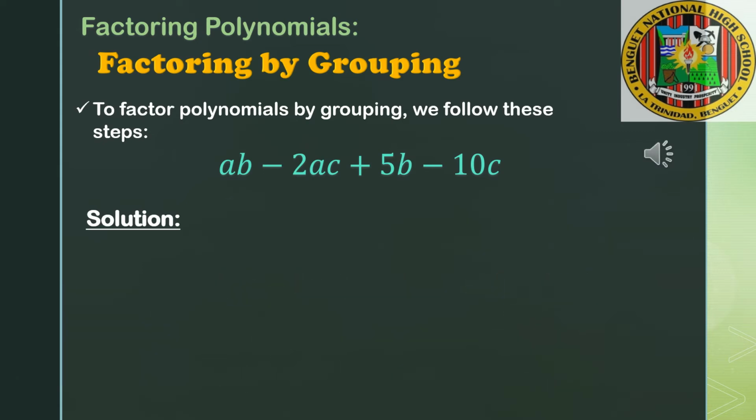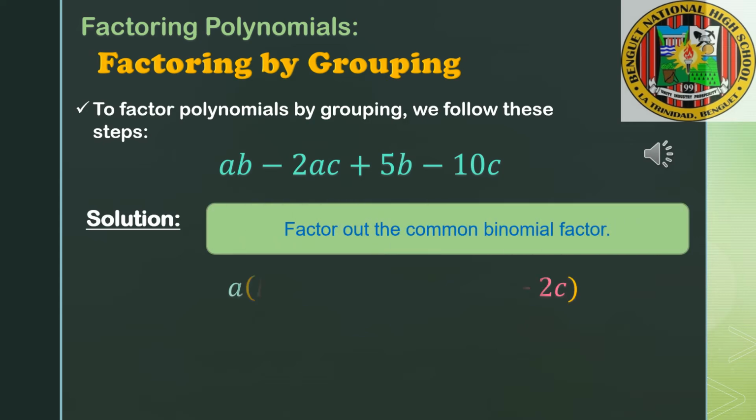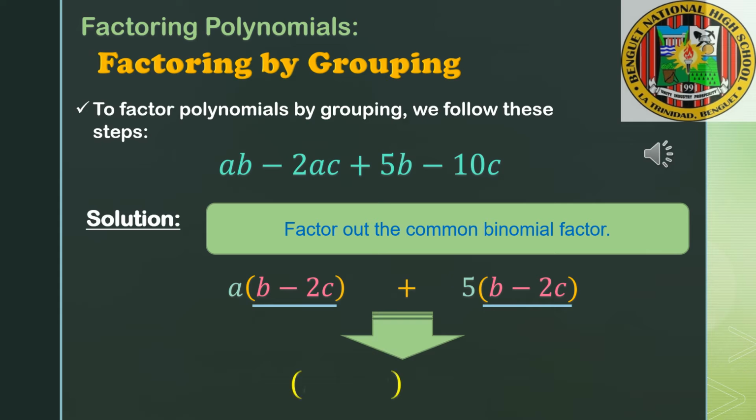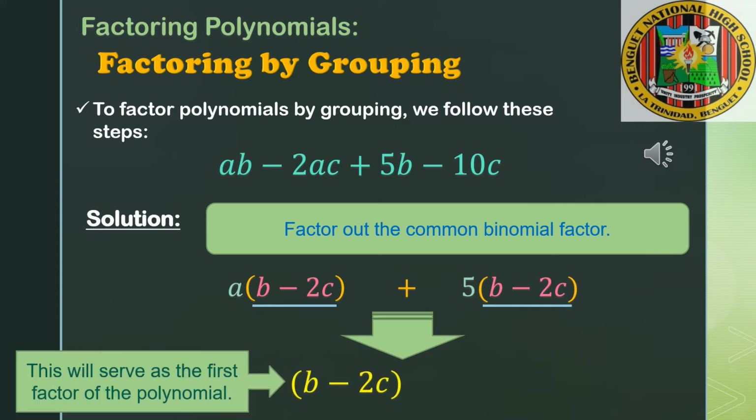Now that we've factored out the common factors in each of our groups, we now factor out the common binomial factor. You must have observed that b minus 2c is a common binomial in our two groups. So, we factor that out as the first binomial factor of our polynomial. Our next problem will be to look for the second factor.